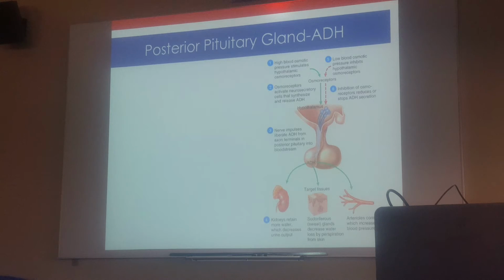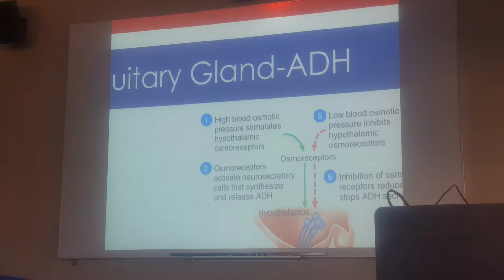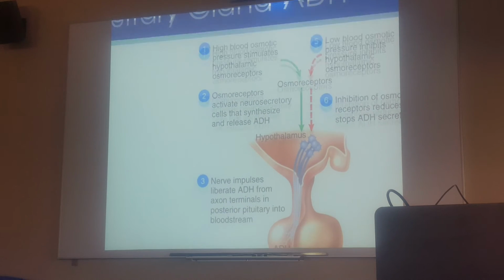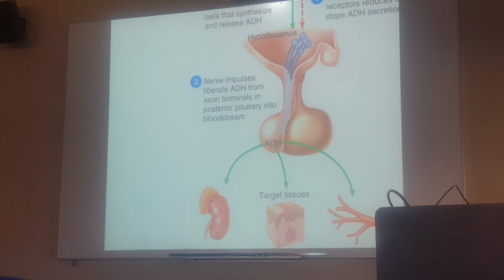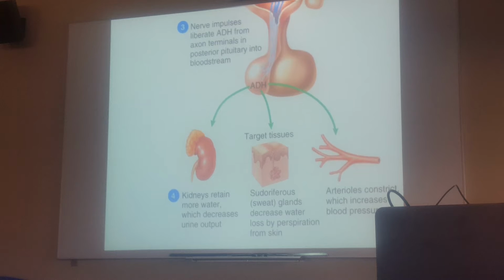Okay. So if we look at this side of the diagram, we're going to start with the green arrows. High blood osmotic pressure stimulates hypothalamic osmoreceptors. So osmoreceptors in the brain cause the hypothalamus to synthesize and release ADH that then travels down to the posterior pituitary and is released. We get an effect on the kidneys where we retain more water, decreasing our urine output. Sweat glands decrease water loss by perspiration from skin, and arterioles constrict, which increases blood pressure.